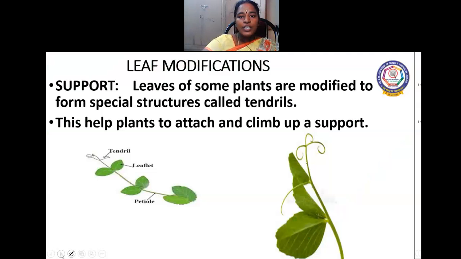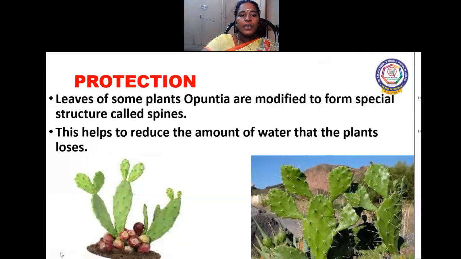Let me say some modifications of leaf. The first one is support. As we explained in the stem, it changes into tendril. In the same way, some plants' leaves also change into tendrils. Leaves of some plants are modified to form a special structure called tendril. These help the plant to attach and climb up a support. And you can see here the leaf become tendril.